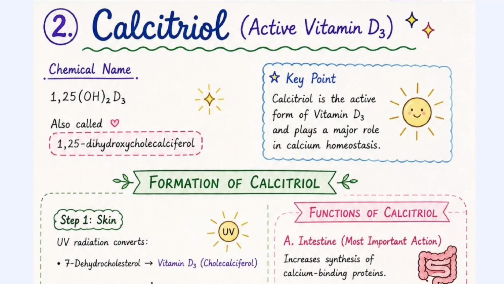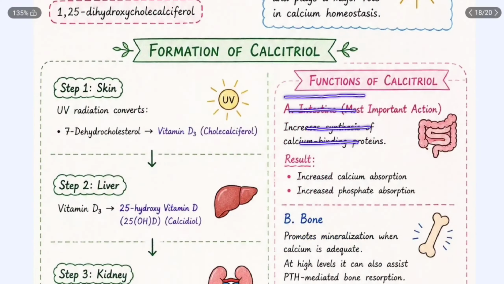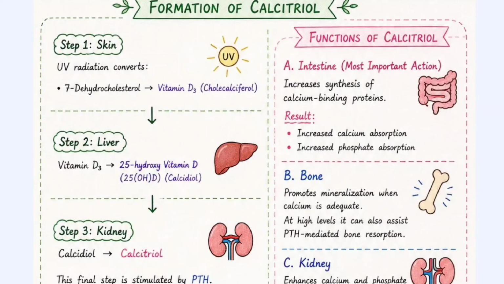Now, the second hormone, which is calcitriol. It is actually active vitamin D3. Its chemical name is 1,25-dihydroxycholecalciferol. It is written like this. So, calcitriol is the active form of vitamin D3 and plays a major role in calcium homeostasis. Now, we will see the formation of calcitriol.